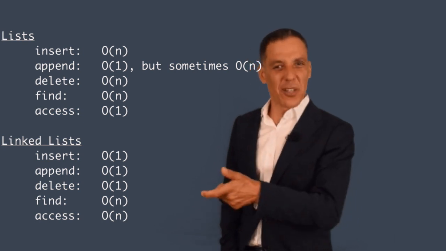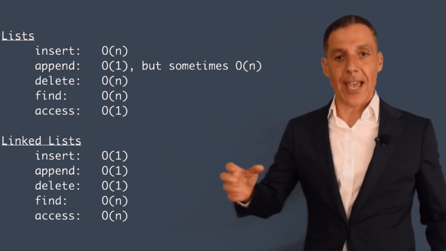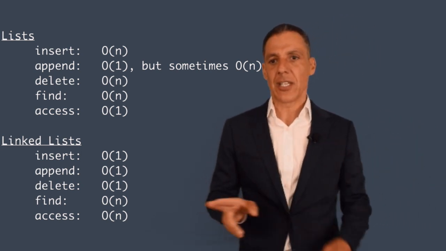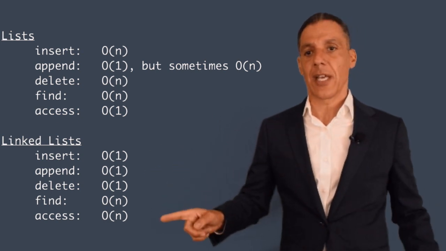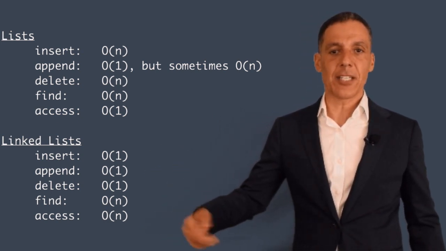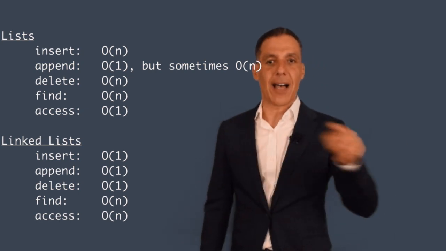Linked lists had sort of the opposite. Insert, append, delete are very, very fast because of the dynamic nature of the linked list. Find is the same, still linear, the same as a list because it's unsorted. And access is where we take the hit because there is no notion of something being stored in a fixed position. You've got to follow the links.